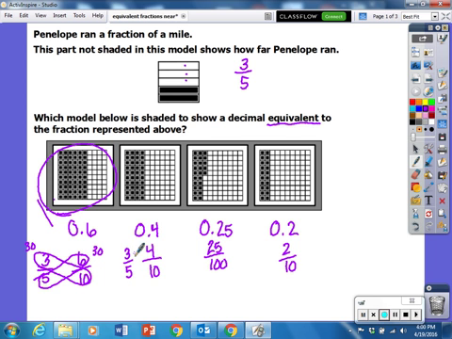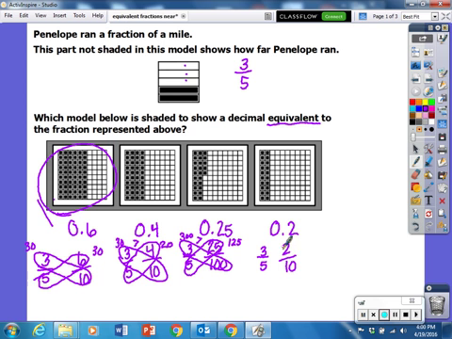Well, if 6/10 was equivalent, will 4/10 be equivalent? Probably not, because they have different numerators, but let's just double check. 30, 20. Nope, 3/5 is greater than 4/10, because 30 is greater than 20. 3/5. This would be 300. And this would be 125. So again, 3/5 is greater than 25/100. 300 greater than 125.